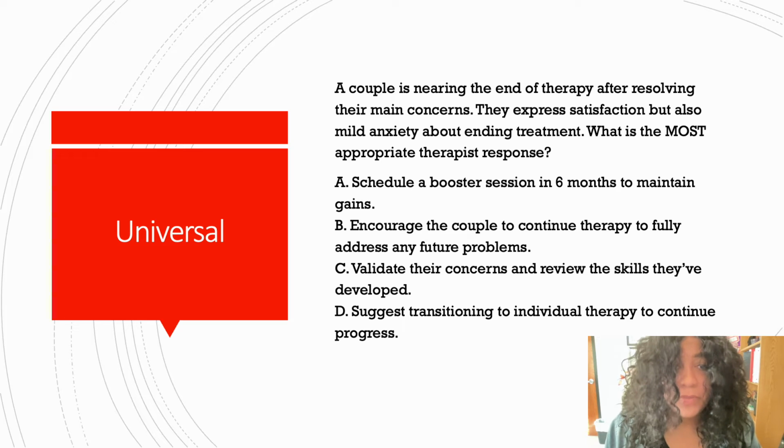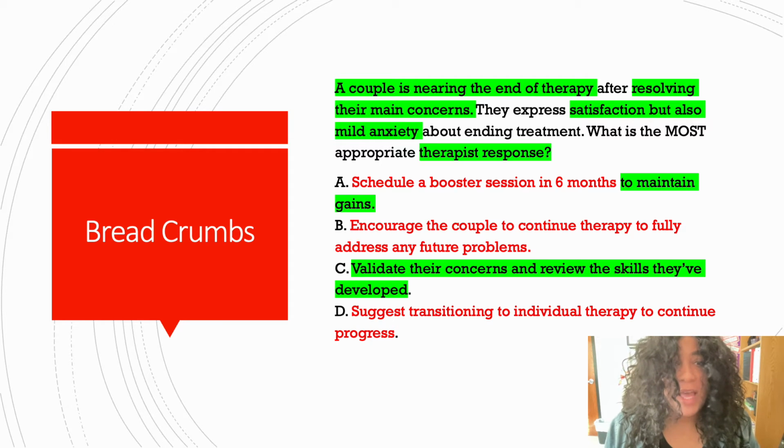Go ahead and take a look at the responses, okay? They express satisfaction, but they have some mild anxiety about ending treatment. They have some mild anxiety about separating from their therapist, right? So let's take a look at the breadcrumbs, okay? End of therapy. They've resolved their main concerns, but they have some mild anxiety. How should the therapist respond? So remember, when they ask that, you're responding to what's going on in the vignette, literally what's going on in the vignette, right?